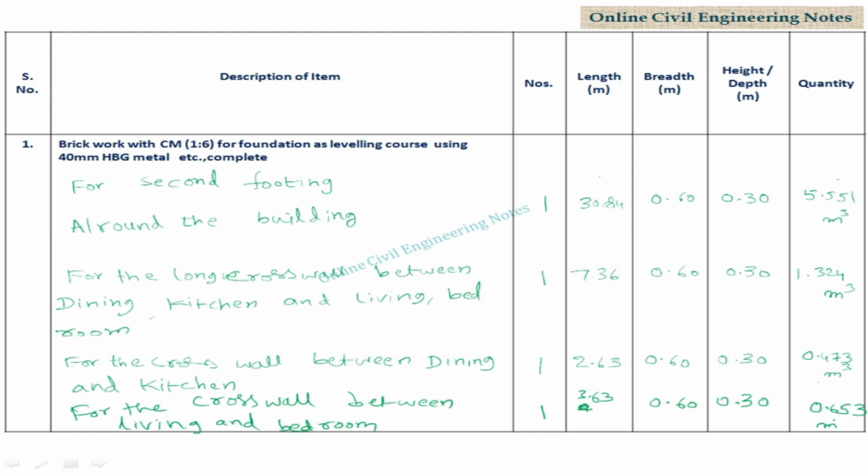Quantity is 0.653 cubic meter. For the second footing, total brick masonry required is 5.551 plus 1.324 plus 0.473 plus 0.653, that is 8.00 cubic meter.